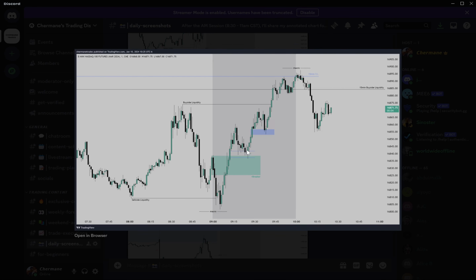Great buy. Price goes down, taps the breaker. Great buy. We rally, take out buy side. When do we reverse? After we take out a 15-minute buy side liquidity pool and trade into a volume imbalance. During that macro, we reverse.